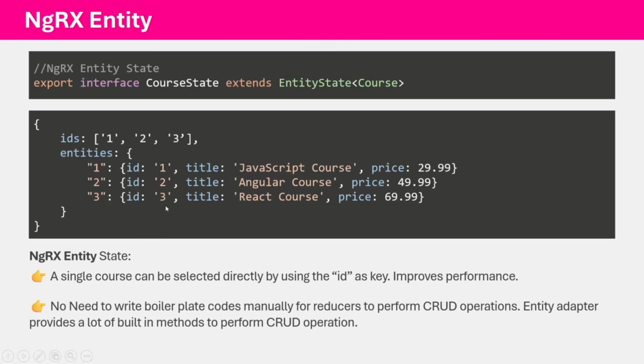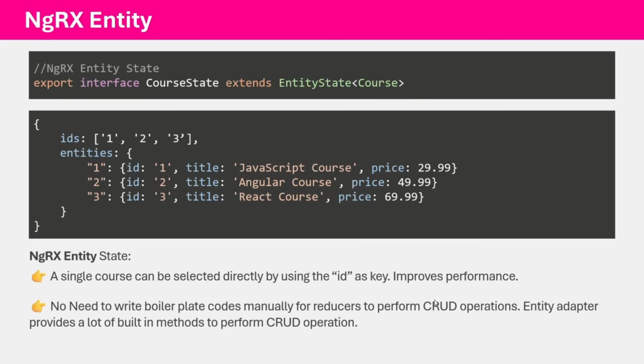So in this way, first of all, it improves the performance of our application. And second, when we use NgRx Entity, as I have mentioned before, it provides us some built-in methods to perform CRUD operation inside the reducer function. And it also provides some selector methods to select an entity state. So we don't have to write the boilerplate code manually. Instead, we can use the built-in methods for that.